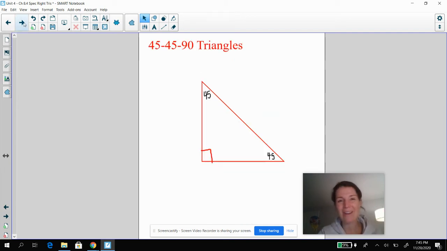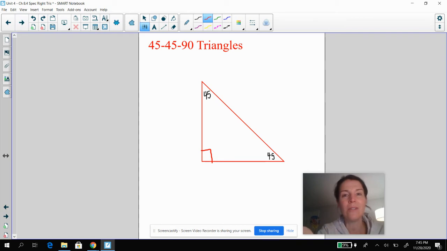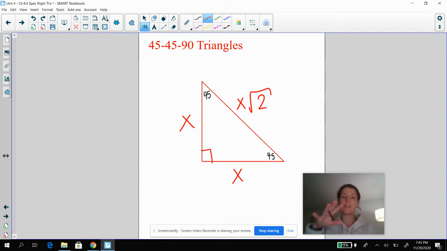Here's the general pattern. For 45-45-90 triangles, if this side length is my x, this side is also going to be my x. So the two legs of my triangle are both going to be x, and then my hypotenuse is going to be x root 2. Memorize this. X, x, x root 2. And if you're chanting it while you're doing your homework or studying or taking a test or a quiz, no judgment.